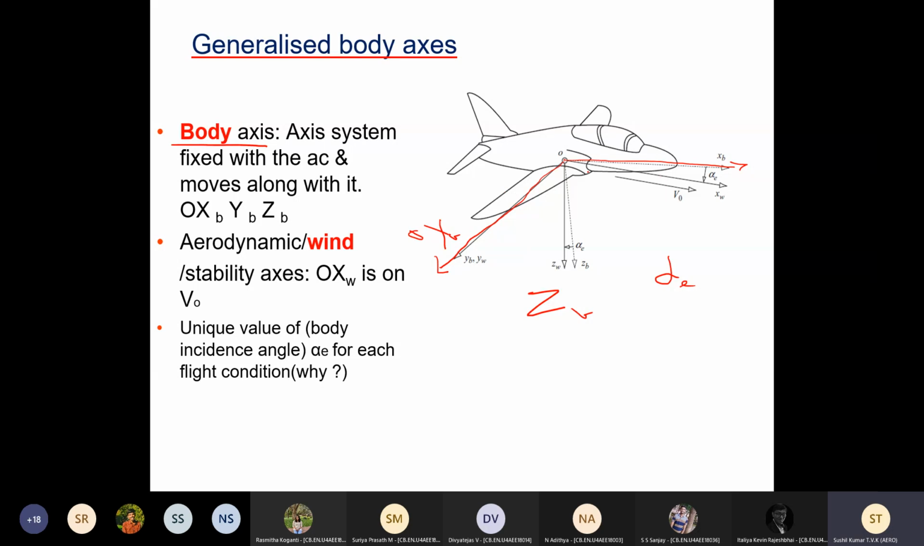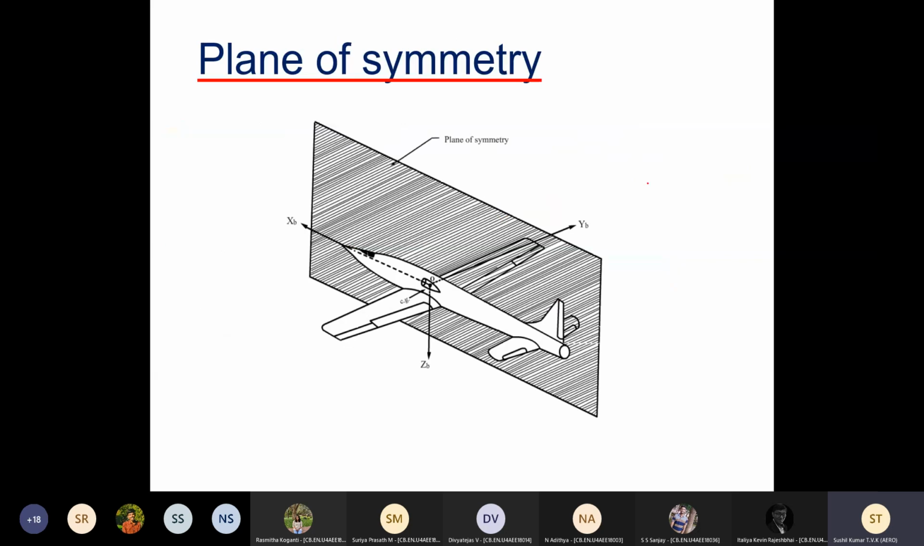To make the analysis easier, at times we'll also be using wind axis. Wind axis is nothing but this. We assume that XB is along the velocity vector. So that becomes the wind axis. Now, why do we use this? I'll just come to it shortly, the practical application of it.